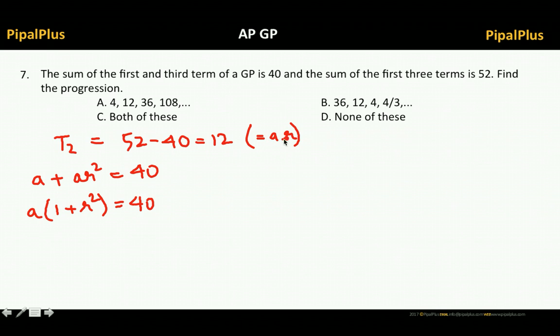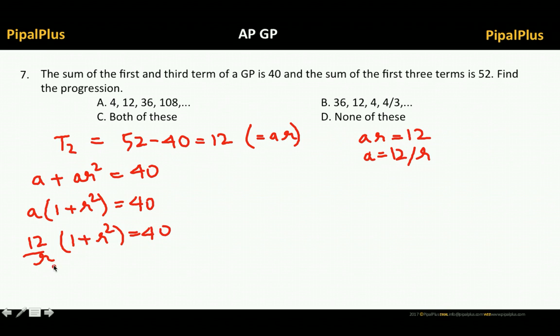Also if a into r is going to be equal to 12, then I also know that a is going to be equal to 12 by r, right? So what we get is 12 by r into (1 plus r square) equals 40. I take the r to this side. I can cancel common factors also. For 3 the 4 10 the, so we get 3 plus 3r square on the left hand side, and r goes to the right hand side, equals 10r.